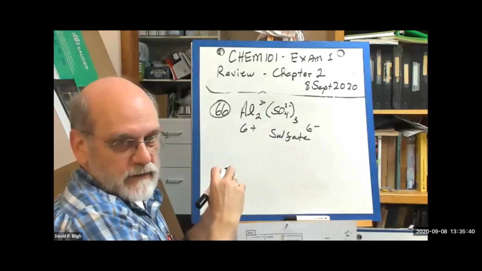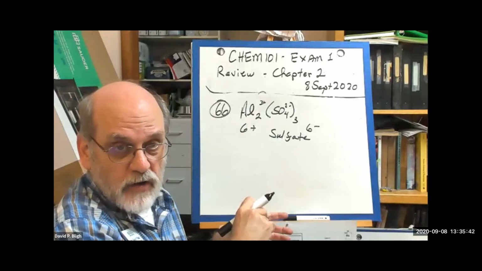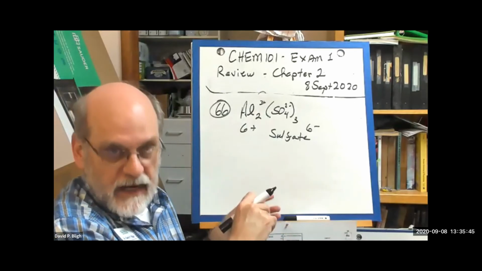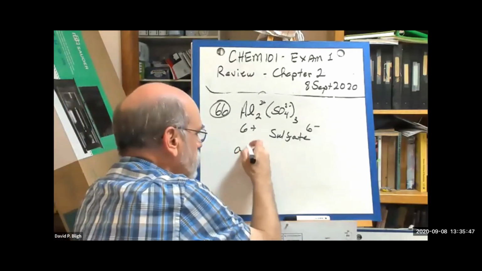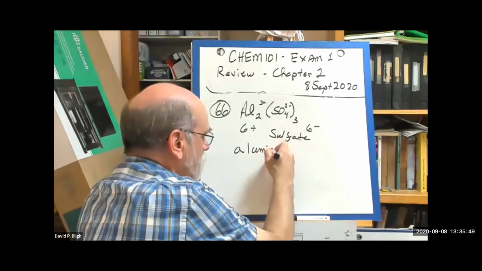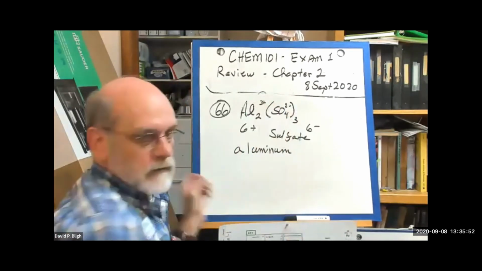So how do you name it? Do we have to say what the charge is on aluminum? No. It's a type 1. So it's aluminum sulfate. That's it.